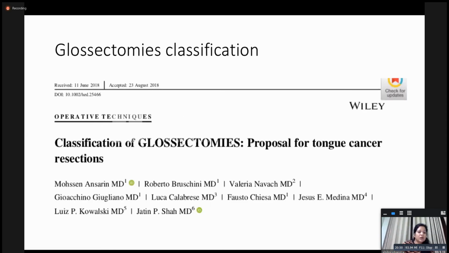Now coming to the second part of my presentation, which is the latest glossectomy classification. This was published in 2018 by various experts, including Brazilian experts, and Dr. Shaha was also on the board. It was proposed to maintain a uniform classification for glossectomies.